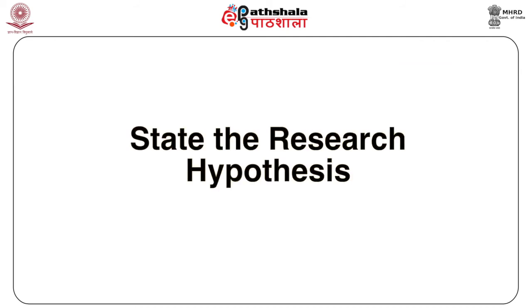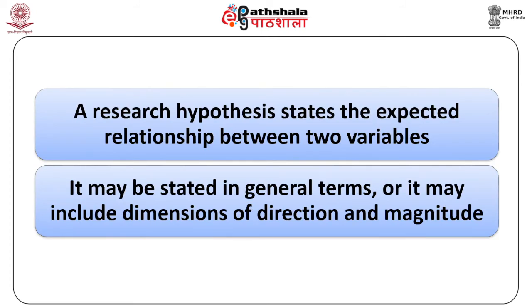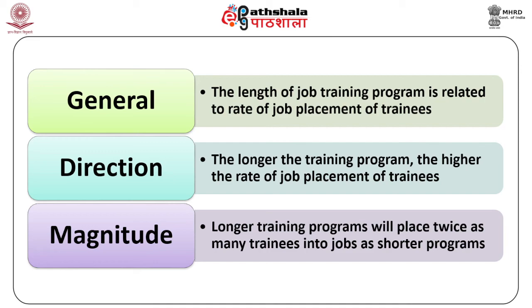State the research hypothesis. A research hypothesis states the expected relationship between two variables. It may be stated in general terms or it may include dimensions of direction and magnitude. For example, general: the length of a job training program is related to the rate of job placements of trainees. In a directional way: the longer the training program, the higher the rate of job placement of trainees. And in terms of magnitude: longer training programs will place twice as many trainees into jobs as shorter programs.